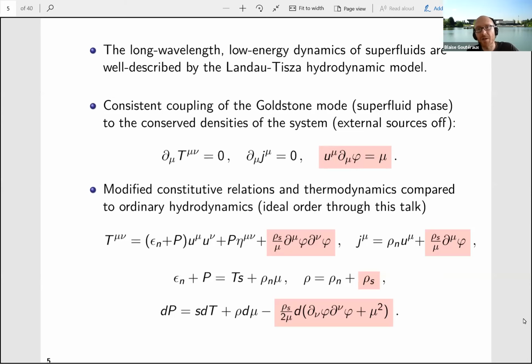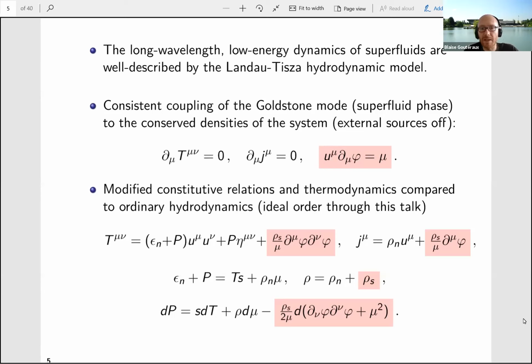Hydrodynamics is a theory of conserved quantities and gapless modes that tells you how these conserved modes relax on long wavelengths and late times. Since here we have a new gapless mode, which is a Goldstone mode, the superfluid phase, we should couple that to the conserved densities of the system, and we should give it some equation that governs its evolution.